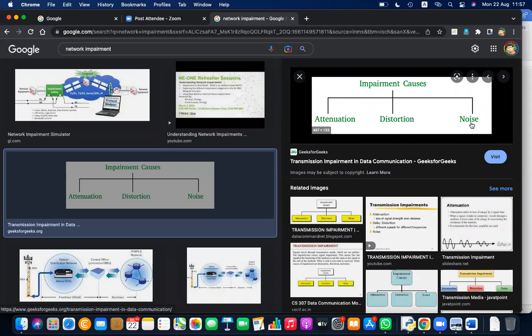Distortion. No idea. Okay, then what is noise? Noise? Something like sound. Yeah, some unplanned sound.